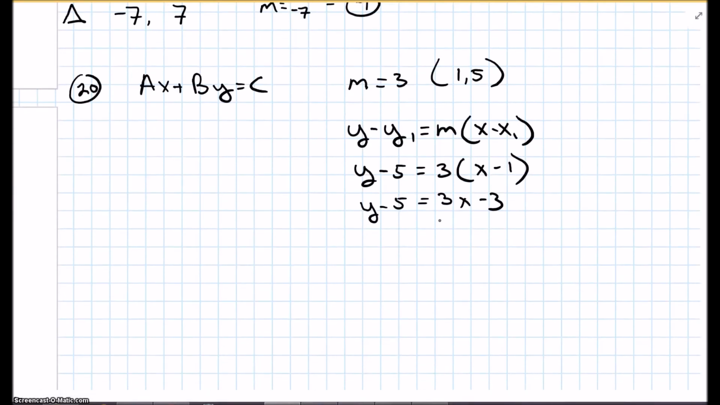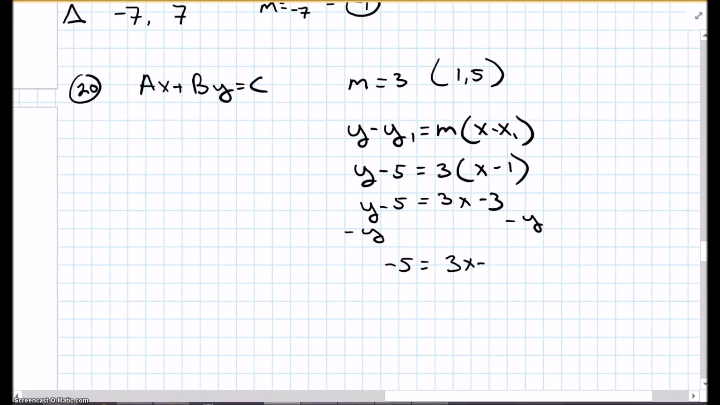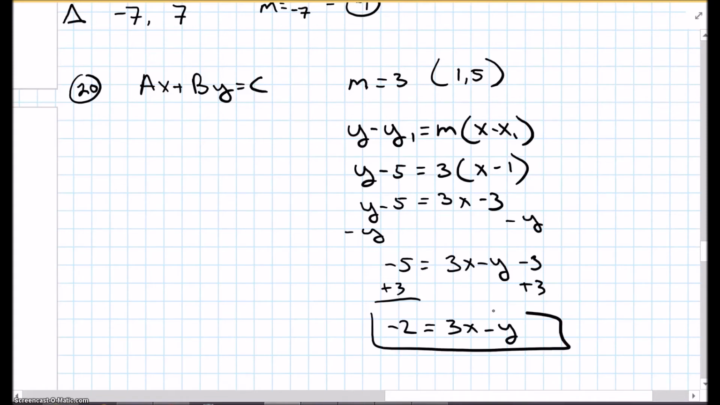So let's get it over. Let's subtract y from each side. So I'm going to get -5 equals 3x minus y minus 3. So now I'm going to add 3 to each side. So we get -2 equals 3x minus y. So there you go for number 20. There's your solution in standard form.